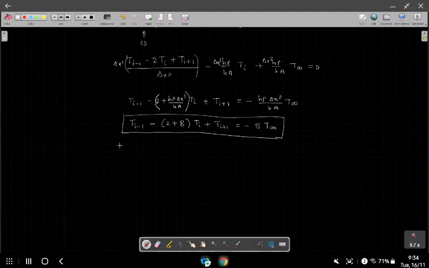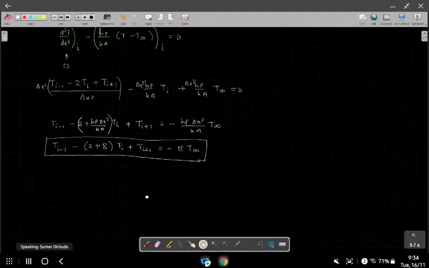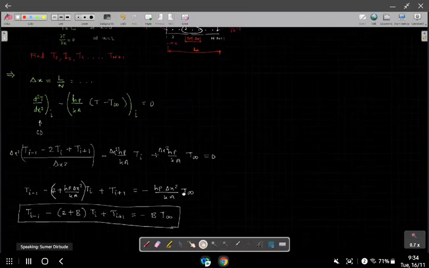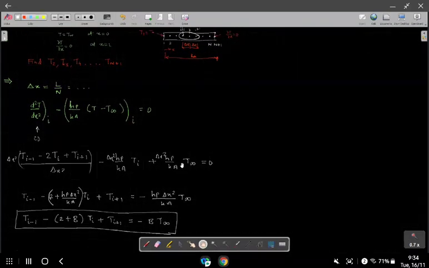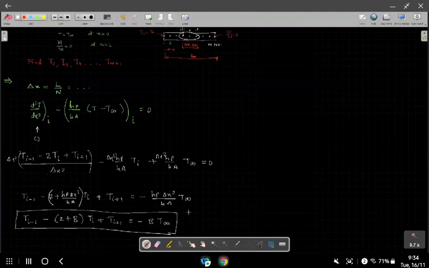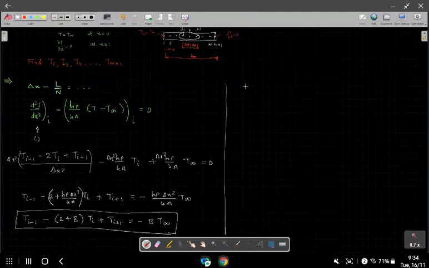So from this figure, at I is equal to 1, what is the T value? T is nothing but T1, isn't it? T1 is equal to Tw. This is given, so this is a boundary condition.